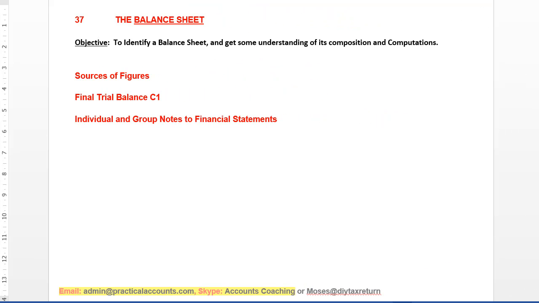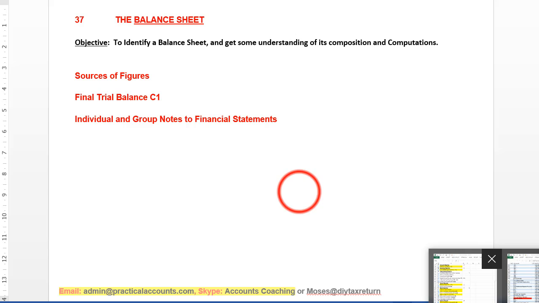In this session, we'll look at the balance sheet. The objective is to be able to identify a balance sheet and get some understanding of its composition and computations. Now, the source of figures on the trial balance are various. Let's have a look at the list.